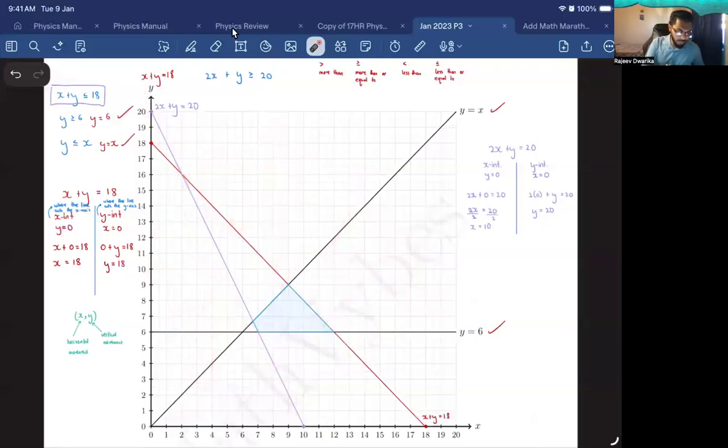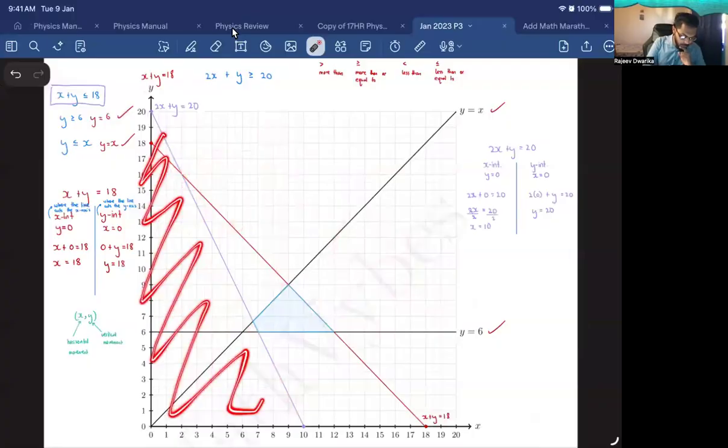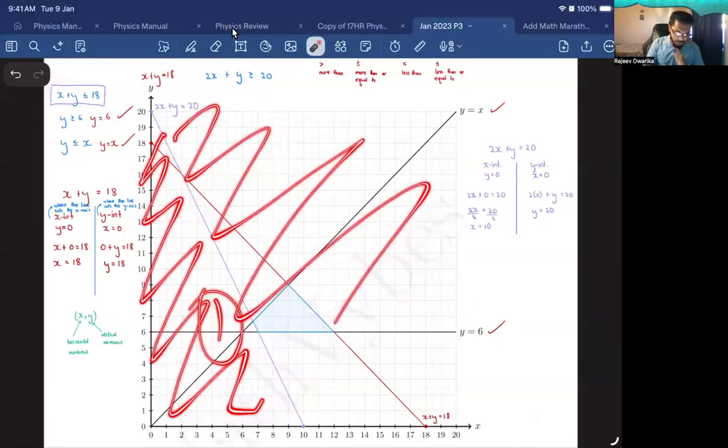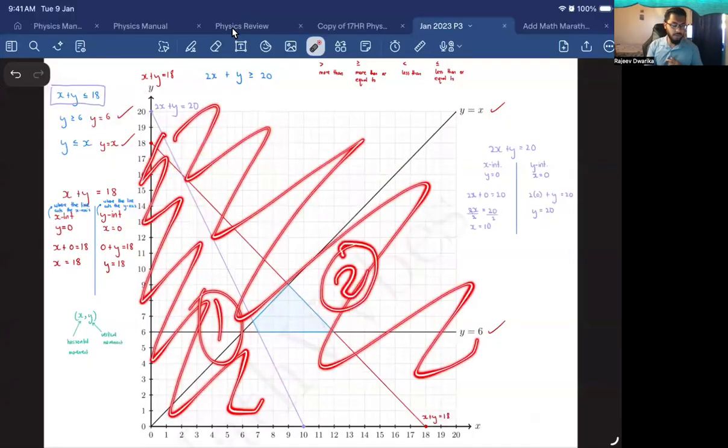So here what we're gonna do, right? Which region do you think, just guess, which region do you think we should shade? Region 1 or region 2? Just take a guess. Region 1? Okay. Region 2 will be too far. Let me take region 1 and see what's gonna happen, right?